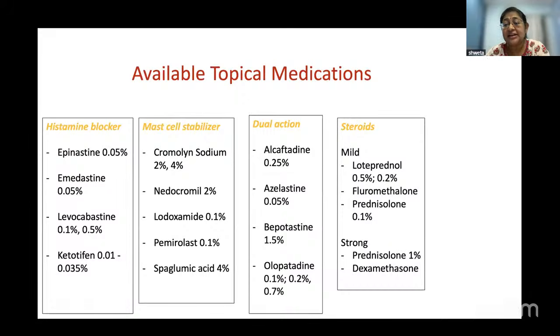Now, these are the different groups of medications that are available. Of this, the NSAIDs are completely out, and the vasoconstrictors are not something that we recommend or advocate at all. The most often used are your dual-acting agents, that is ketotifen, azelastine, bepotastine, or olopatadine, which are all available in different concentrations. We really do not have any literature to tell us that one is better than the other, so you can try one or the other. Steroids, again, only primarily during periods of activity. And usually the soft steroids like your loteprednol or fluorometholone do well. You very rarely need the stronger ones. But it's important to taper and stop the steroids.